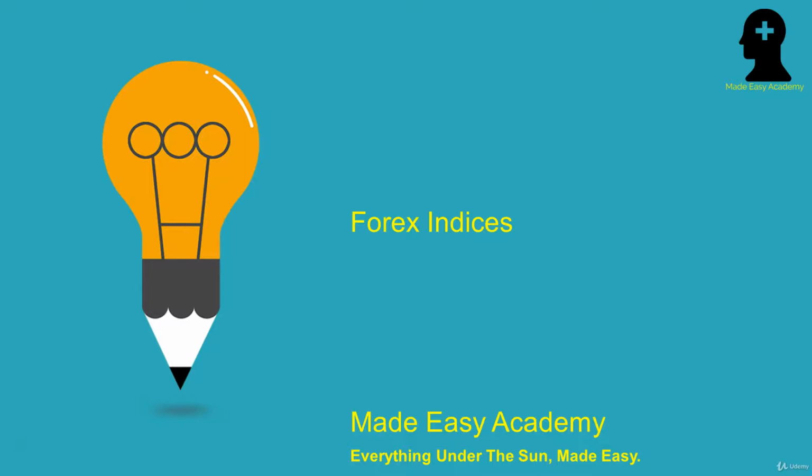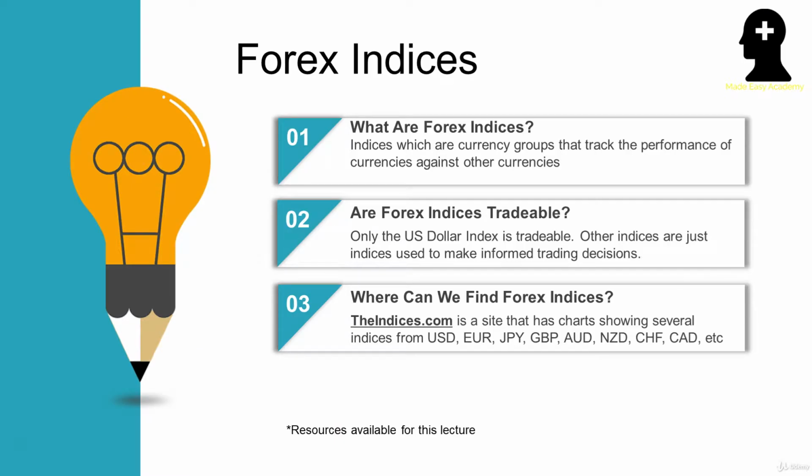So let's address the elephant in the room, the Forex indices, and let's take a look at what they are and where you can find them and how to analyze using them, etc., etc. Moving on. So what are Forex indices? Forex indices are currency groups that track the performance of currencies against other currencies. So you have the US dollar index and the euro index and stuff like that. Okay, so they are groups of currencies put together in a certain group to measure their performance against other currencies.